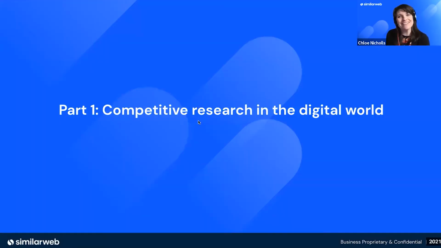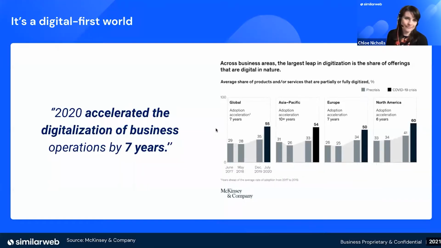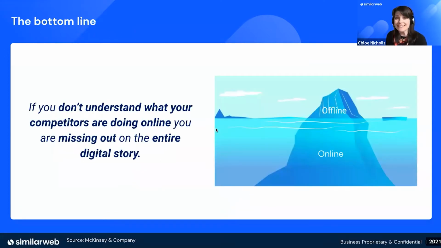So let's dive straight into part 1, which is looking at competitive research in the digital world. So according to research by McKinsey & Co., 2020 accelerated business operations by 7 years, which really means it's a digital first world. The graph on the right shows how the digitization of business has jumped from 2019 into 2020 across a global scale, plus the breakdown within the different regions. So what does this mean for you? The bottom line is that if you don't understand what your competitors are doing online, then you're missing out on the full story when conducting your SWOT analysis.